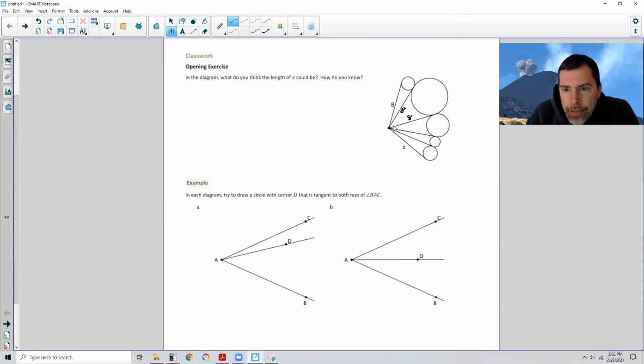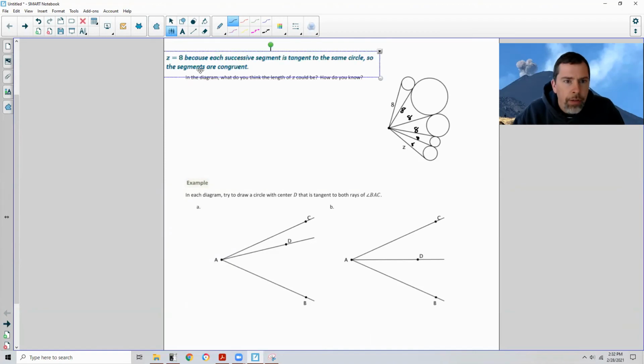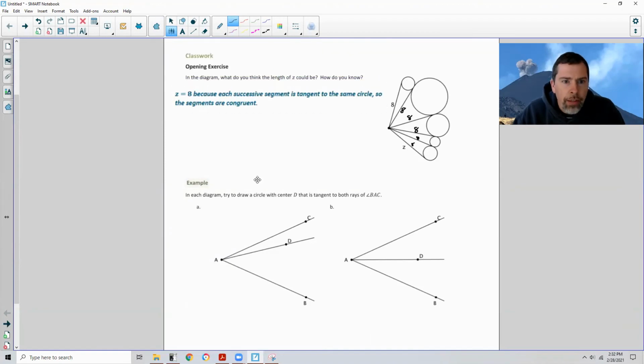So you get the idea. This is a tangent of this circle and this one. So since both tangents have to be congruent, all of these are going to end up being 8. So therefore, Z is going to equal 8 because each successive segment is tangent to the same circle. So the segments are congruent.